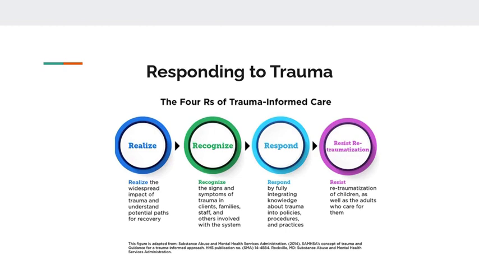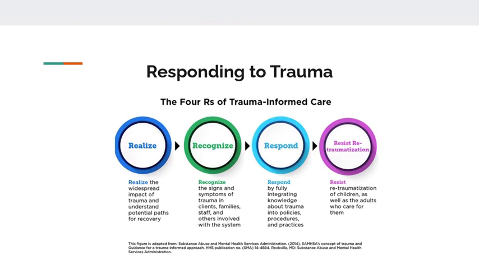So the first one, realize. We want to realize the widespread impact of trauma and understand potential paths for recovery. So what does that look like? Similar to what I just spoke about earlier, we want to recognize that trauma has adverse effects on individuals' functioning in so many ways, as the definition earlier provided, right? It's not just physical or social, but it's both that, and it's also emotional, it's mental, it's spiritual, so it can show up in numerous ways. It can really impact a person's functioning or ability to show up day to day.